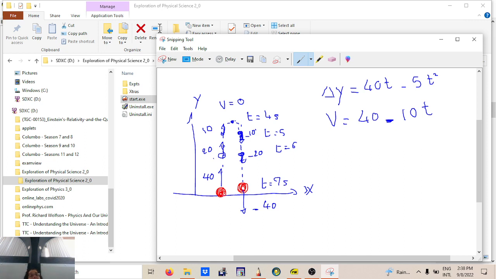So everything is symmetric. Did I make a mistake? Oh, I skipped one. So here it should be t equals 8, thank you. Negative 30 should be here at t equals 7 seconds. Okay, so everything is symmetric. That means if you take the same height, then the velocity will be the same, except one is up and the other one is down. Is that clear?